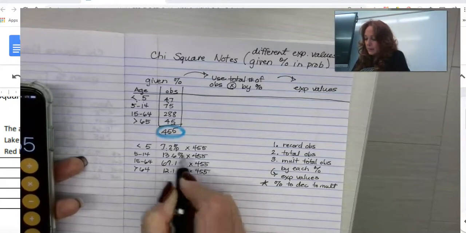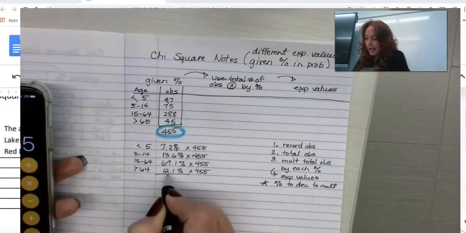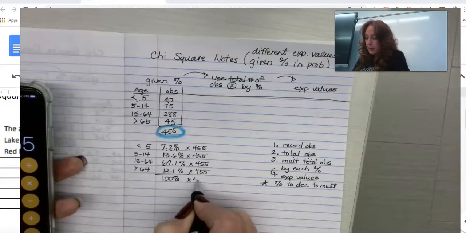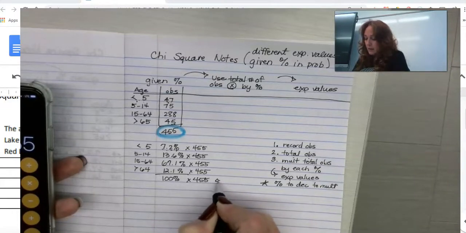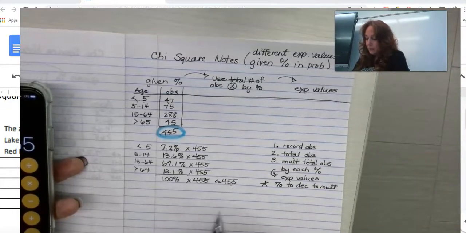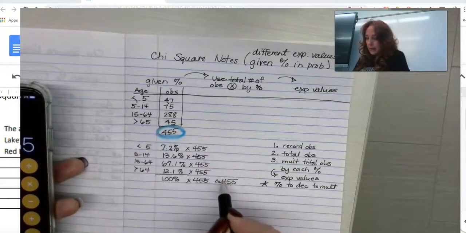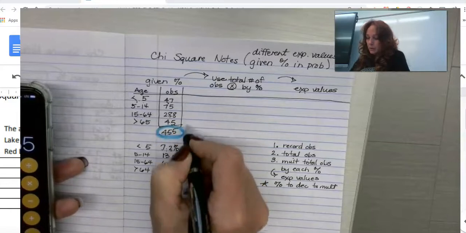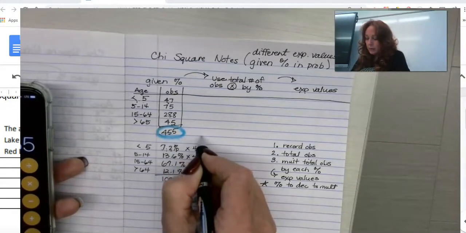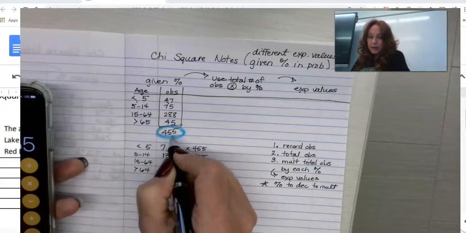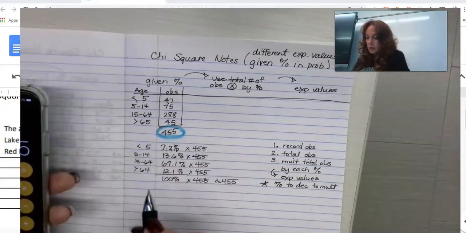And here's what makes sense about it. This should add up to be 100%. And when I take 100% of 455, I should get about 455 actual individuals that I expect. And so these two numbers, the total of the expected and the total of the observed, should be a way for me to check myself, and those should be the same.